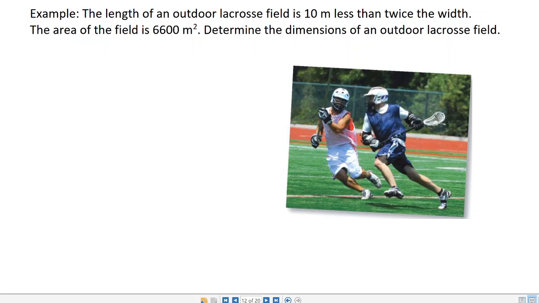So for the last example, it says the length of an outdoor lacrosse field is 10 meters less than twice the width. The area of the field is 6,600 meters squared. Determine the dimensions of the outdoor lacrosse field. Because it's rectangular, dimensions means we're going to look for both the length and the width.